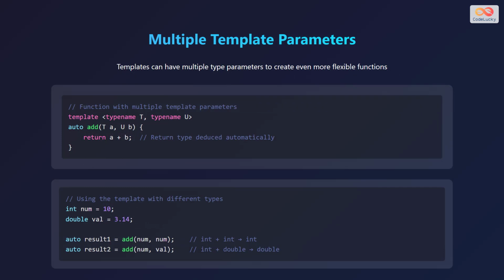Templates can have multiple type parameters to create even more flexible functions. Here is an example. The code shows a function with multiple template parameters, T and U. The add function takes arguments of type T and U and returns their sum. The return type is automatically deduced. You can use the template with different types, such as integers and doubles. The result1 variable stores the result of adding num1 and num2, which are integers. The result2 variable stores the result of adding num, which is an integer, and val, which is a double.